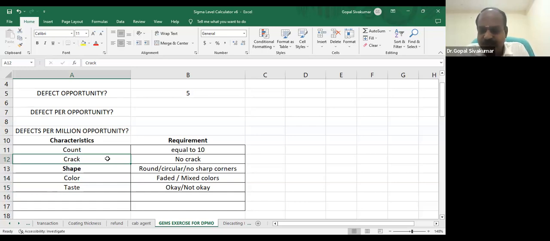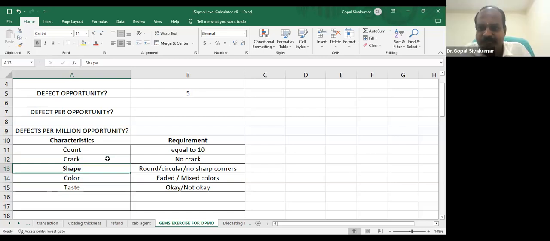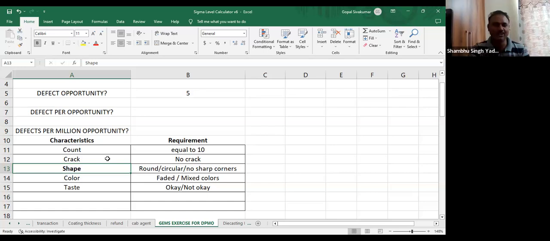Right? And then the third one, shape. Do you have an instrument to measure the shape? No. Or do you want to use a vernier caliper to check whether the diameter is equal throughout the circumference? No, we don't want. Not required. So visual inspection will do.